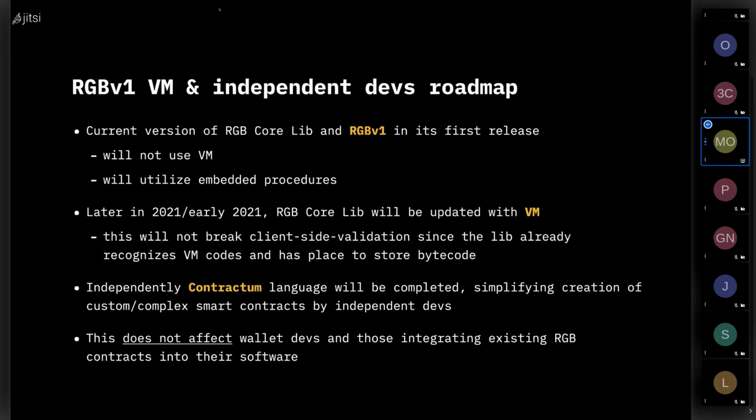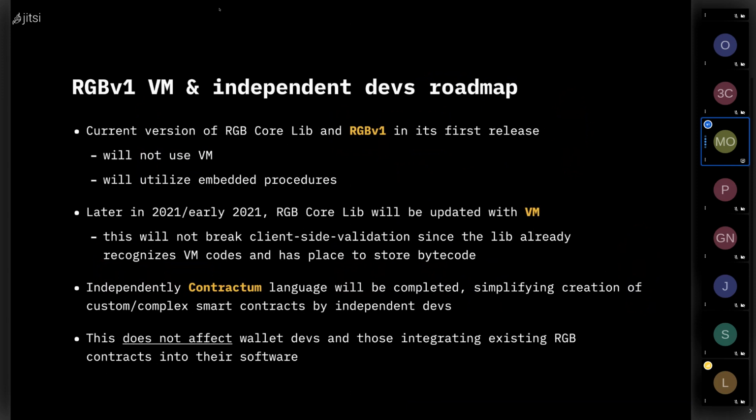It will be just basically the release of the core library, and all wallets using it. Well, with the next version, they will supply this new release, and it will be quite a seamless update, which we expect. Independently from that timeline, we will also be developing the Contractum language.